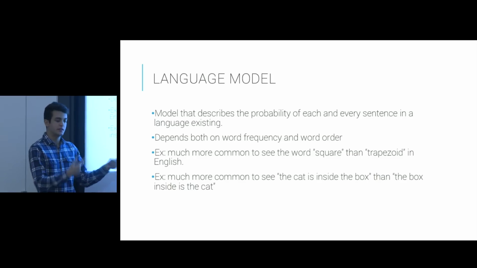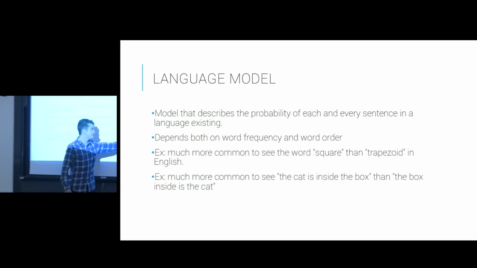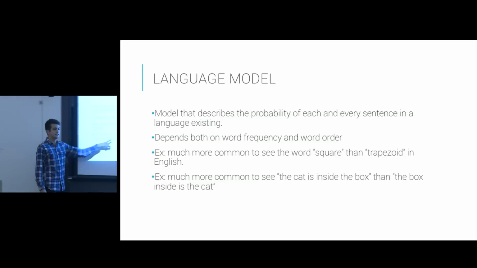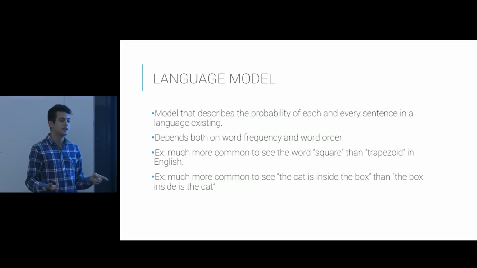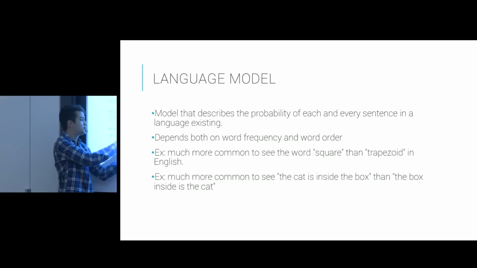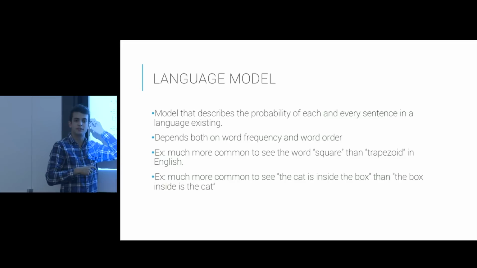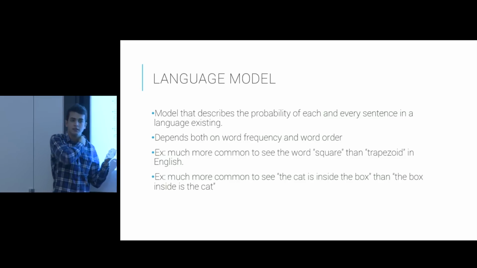The second thing, which is really important, is the order of the words. It is common to say the cat is inside the box, but you don't usually see the box is inside the cat. So you see that there is some importance in the order of the words. You cannot just say that those two sentences have the same probability just because they have the same words. You actually have to care about the order as well. Make sense?